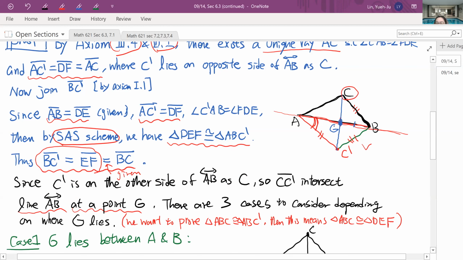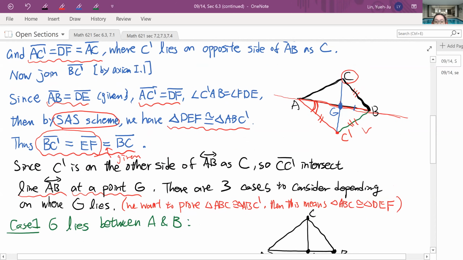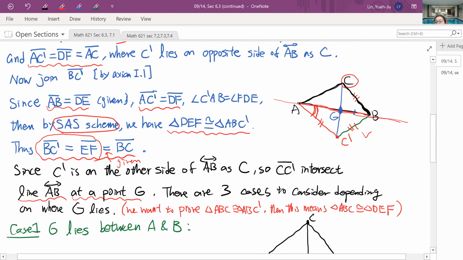So you can see that there are going to be three cases, because the way I drew the picture is a very special, very specific case. So it turns out that there will be three cases that we are going to see. It depends on where the point G is, or you can say the relative position of G and AB. There are three cases. And what's the goal here, right?